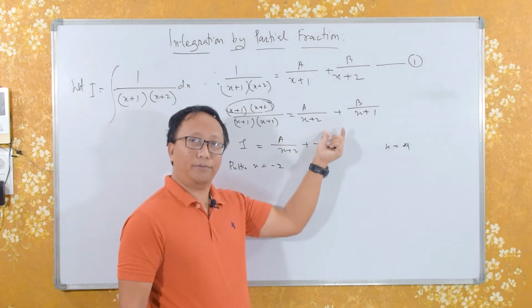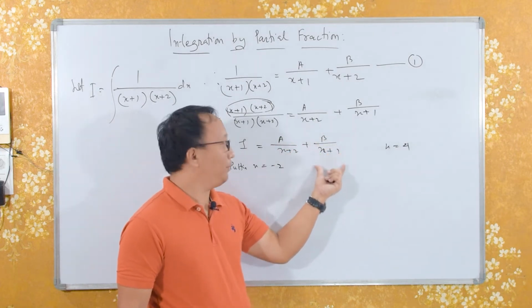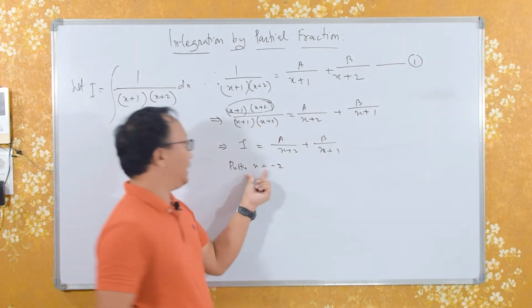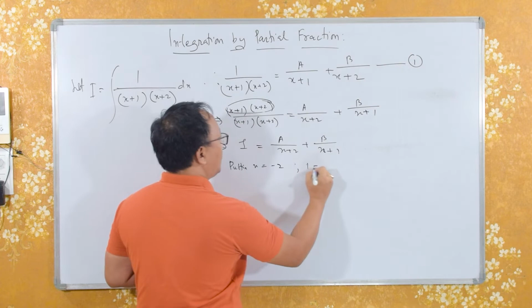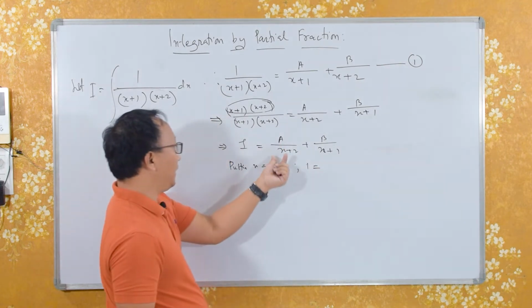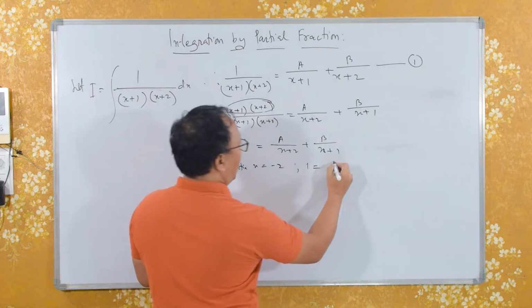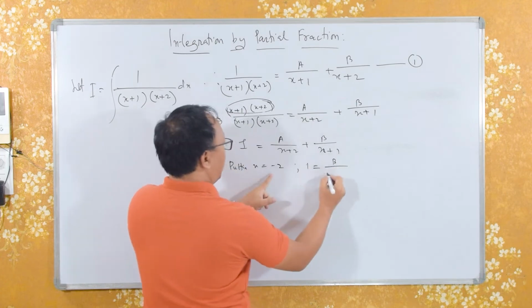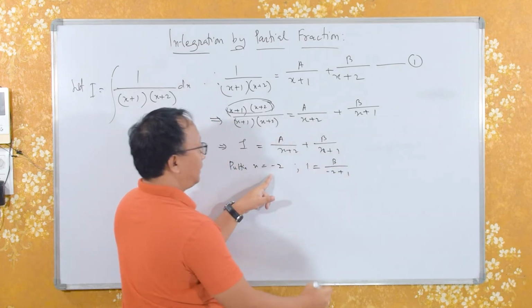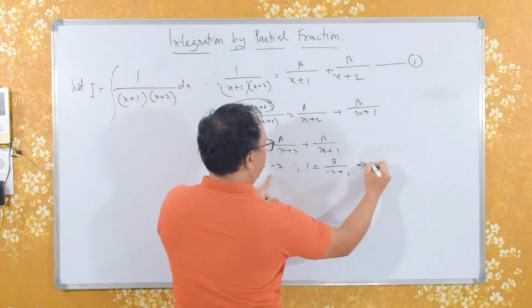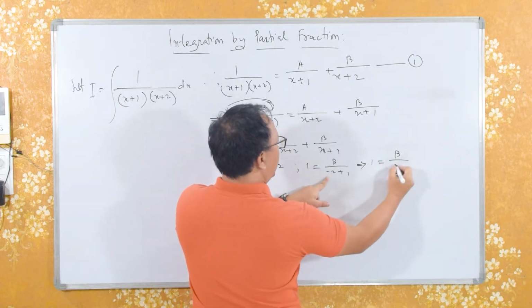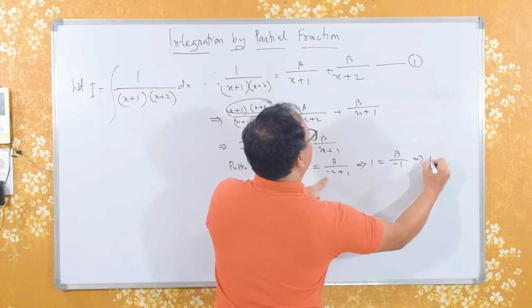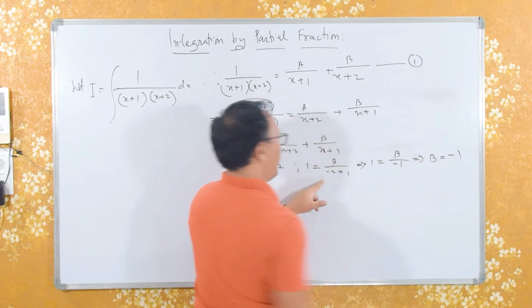Similarly, b will be there as it is also. There will not be any effects. Therefore, I am putting x equals to minus 2. This implies 1 equals to, now a upon minus 2 plus 2 is 0. Now b upon minus 2 plus 1 implies 1 equals to b upon minus 2 plus 1, which is minus 1. Therefore, I am getting b equals to minus 1.